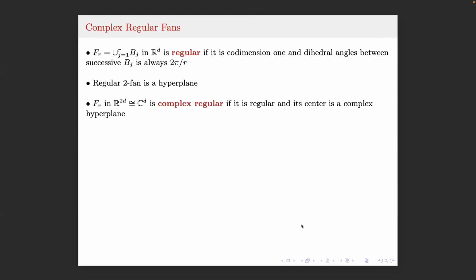And then I'll say that a fan in even dimensions is complex regular if it's regular and its center is a complex hyperplane. So that's sort of a special situation. So just as an easy picture, here is a regular 4-fan.